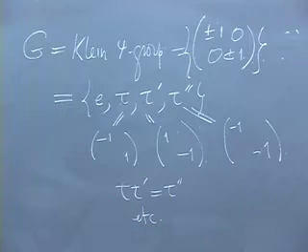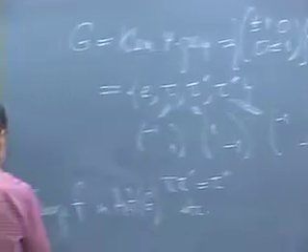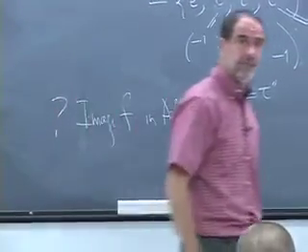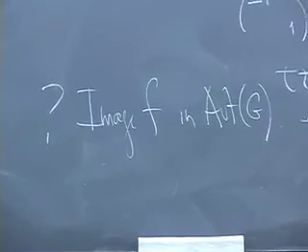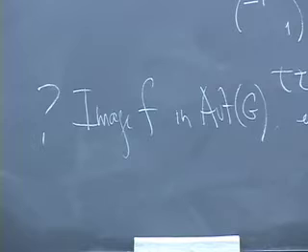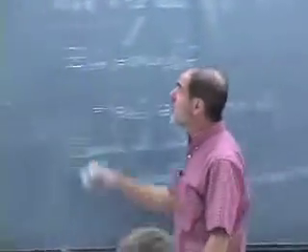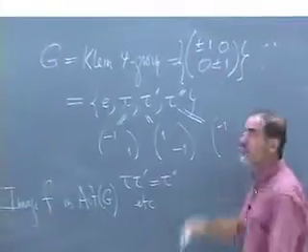What is the image of f in Aut G in this case? Well, what do I get when I conjugate by an element in this group? What kind of automorphism do I get in this group if I conjugate by one of these matrices?